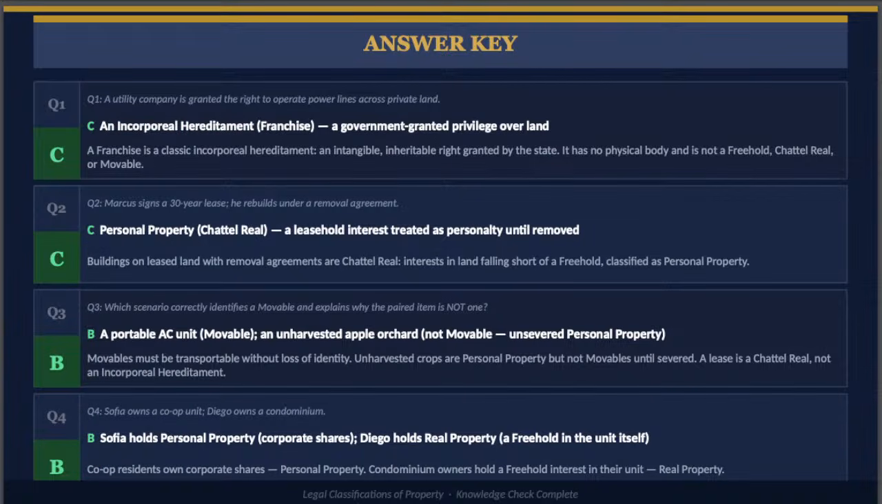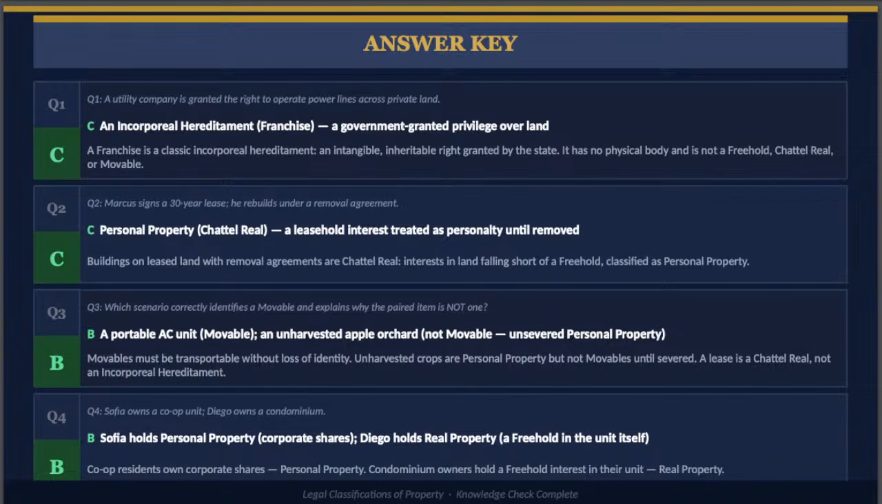Okay, now we're on to the answers here. For 1, the utility company gets the right to operate power lines across private land. Those are exclusive rights. The answer is C, an incorporeal hereditament, a franchise, a government-granted privilege over the land. A franchise is a classic incorporeal hereditament, an intangible, inheritable right granted by the state. It has no physical body, and it is not a freehold, chattel real, or movable.